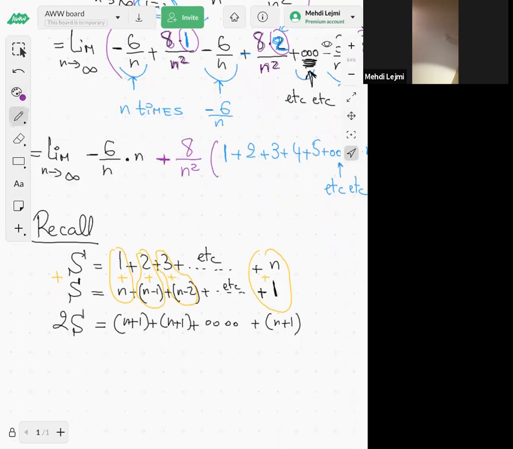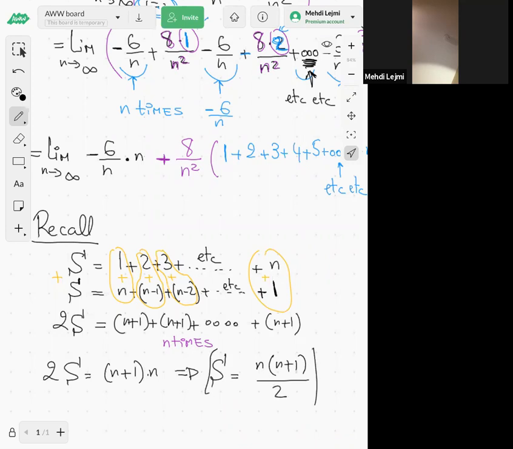So 2 times my sum would be equal to n plus 1 times n, right? Because it's n times. So then my sum, 1 plus 2 plus 3, et cetera, plus n, would be equal to n times n plus 1 over 2, right? That's what we said on Monday. We discussed this on Monday, right?